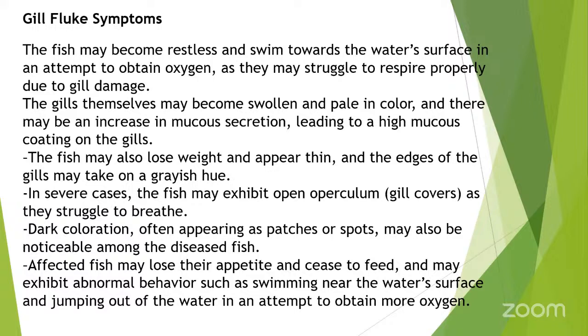The fish may also lose weight and appear thin, and the edges of the gills may take on a grayish hue. In severe cases, the fish may exhibit open operculum as they struggle to breathe. Dark coloration, often appearing as patches or spots, may also be noticeable among the diseased fish. Affected fish may lose their appetite and cease to feed, and may exhibit abnormal behavior such as swimming near the water surface and jumping out of the water in an attempt to obtain more oxygen.